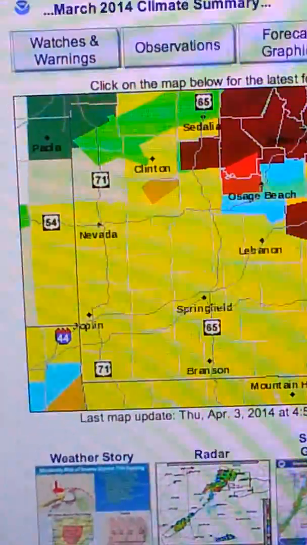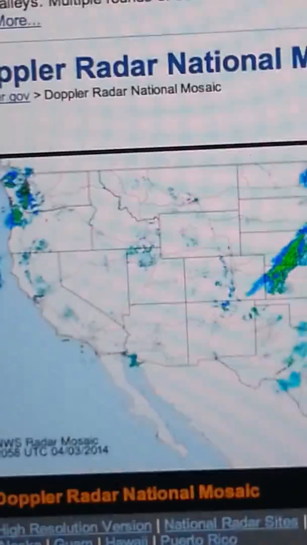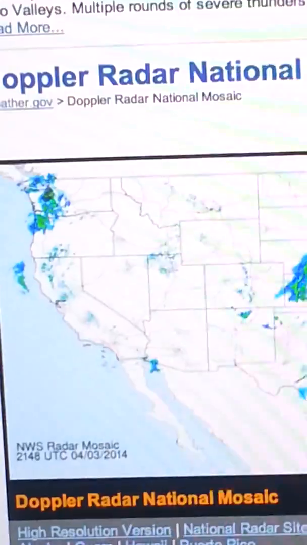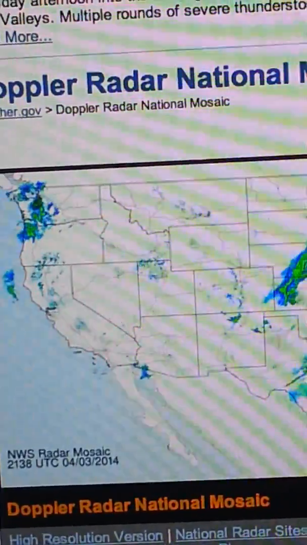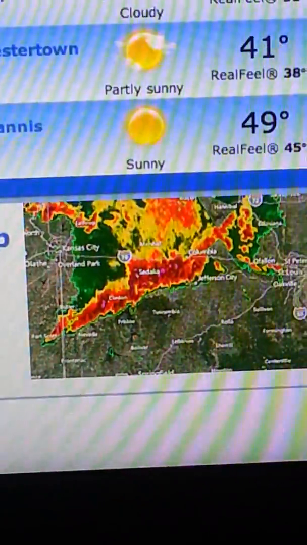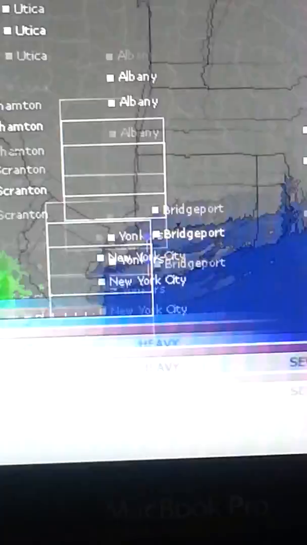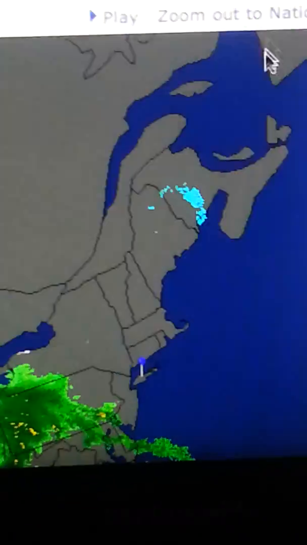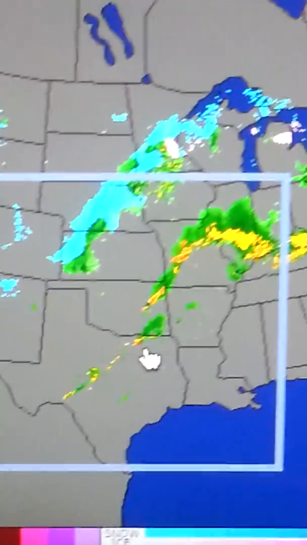Alright, so I want to take a quick look at the overall radar picture here. Hold on. Actually, you know what? We could probably do this at AccuWeather. So let's just zoom out. So here's your overall view.